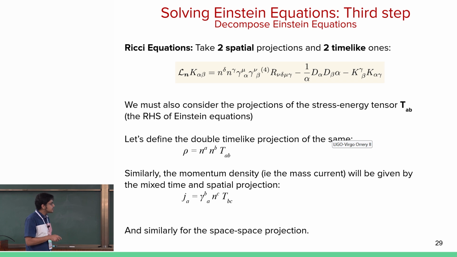Okay. So, now we can also do similar projections on the right hand sides of Einstein's equations. For an Eulerian observer, the rest mass density can be given by projecting the stress energy tensor along the time-like direction twice, and along the time-like direction once and along the spatial hypersurface once, to give the momentum density, again measured by the Eulerian observer. This is just notation that we will use later on.